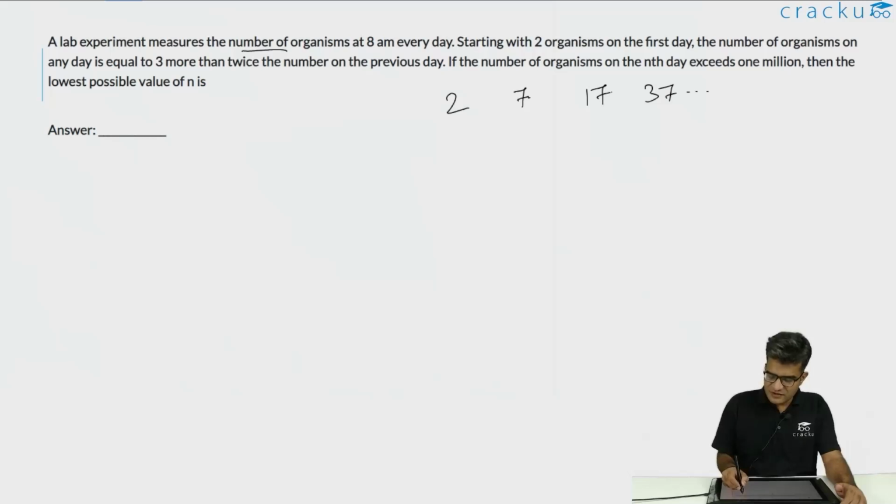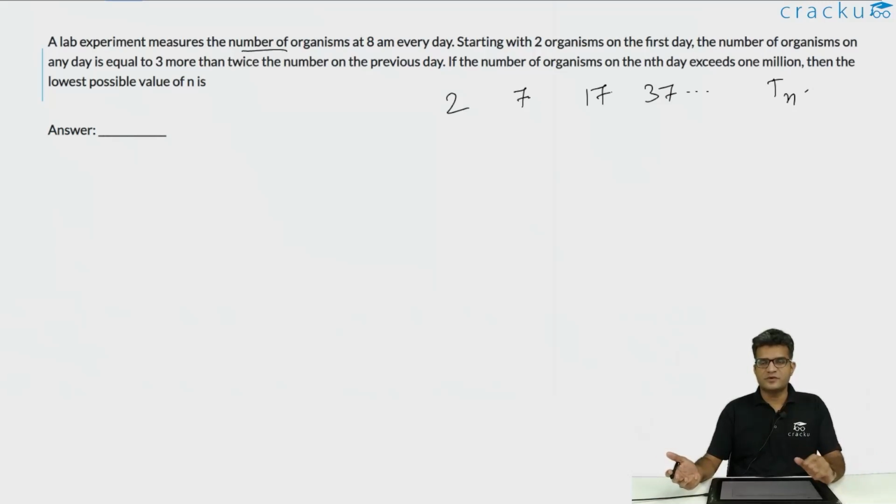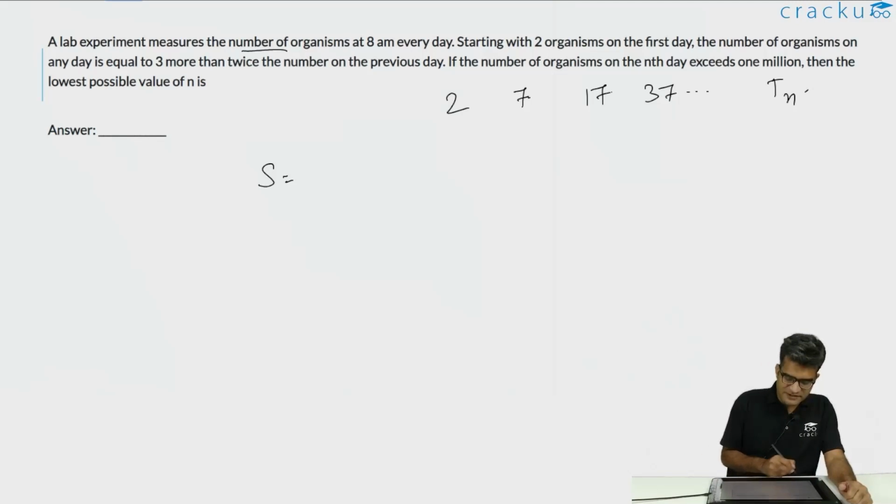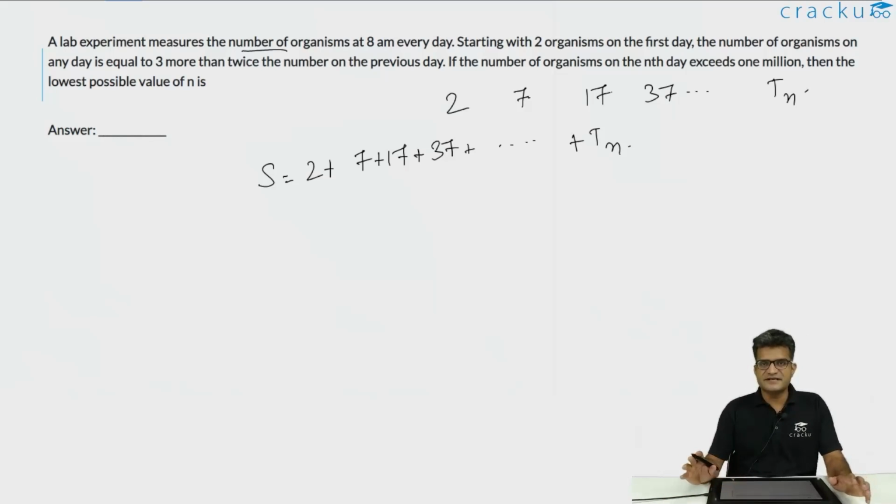Let us assume that on the nth day, the number of organisms is Tn. We need to calculate a formula for Tn. This is a series where there is a common ratio between terms and a number is added to it. This kind of series is called an arithmetic geometric progression. So let us assume that S is the sum of all the terms till Tn. That is, S is 2 plus 7 plus 17 plus 37 plus ... till Tn. Although we don't need to calculate the sum, just assuming that this is S makes things very easy.